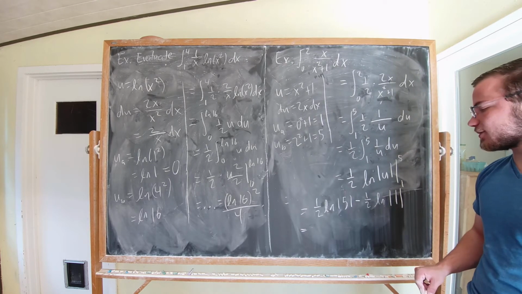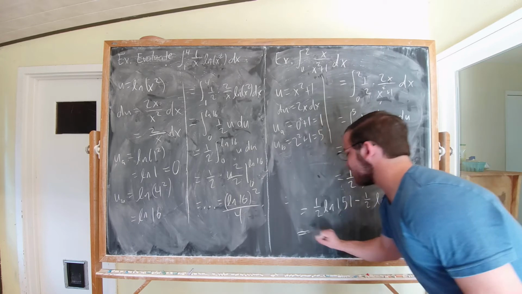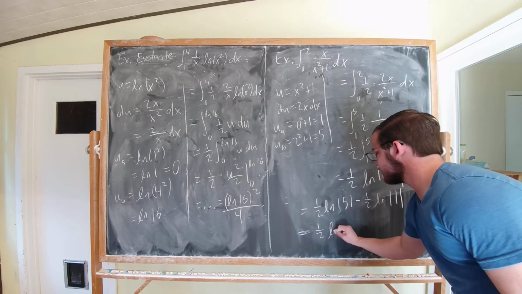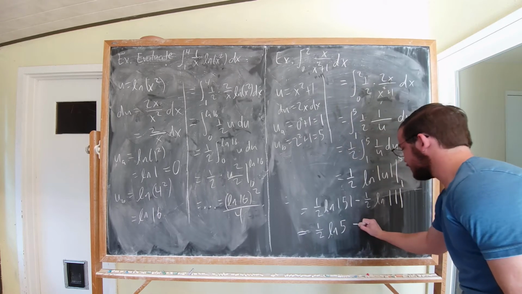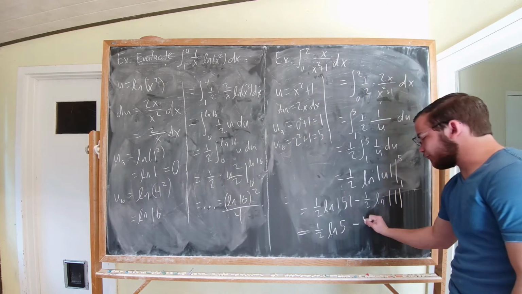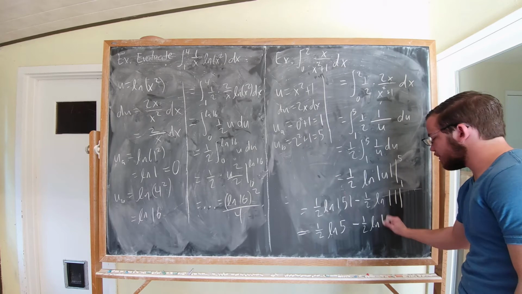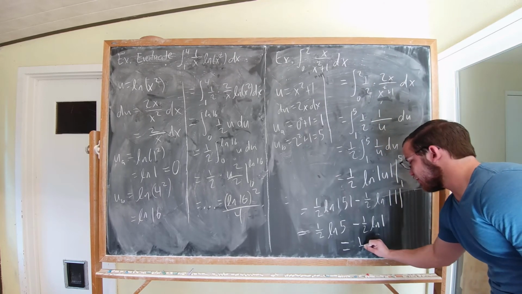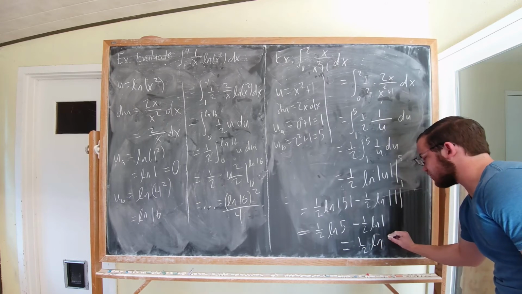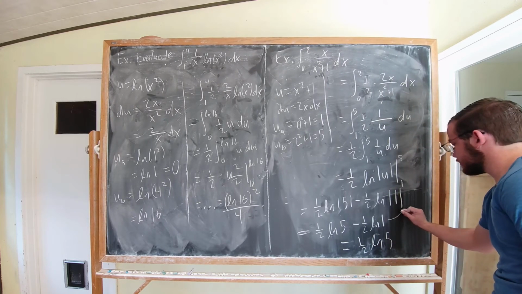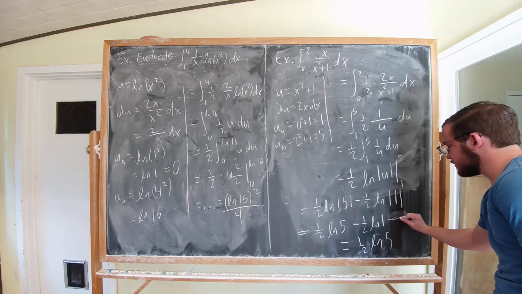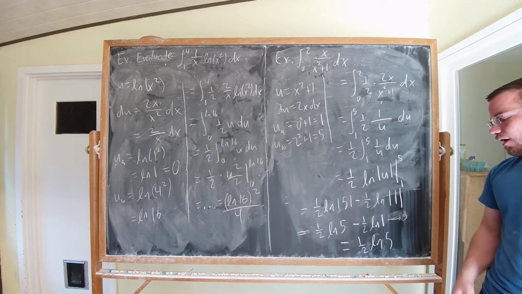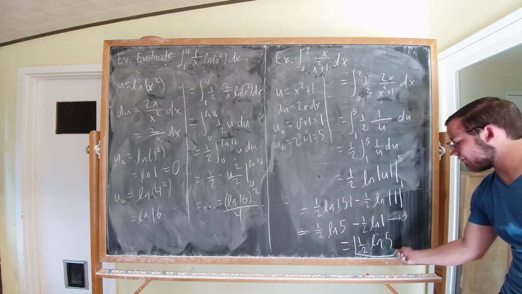Okay, well what's the natural log of the absolute value of 5? Well, the absolute value of 5 is just 5. Absolute value of 1 is just 1. And the natural log of 1 is 0. So we're just left with 1/2 times the natural log of 5, since that is 0. Alright, this would be our final answer.